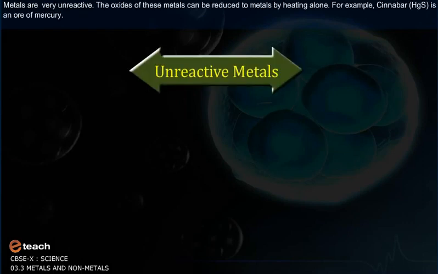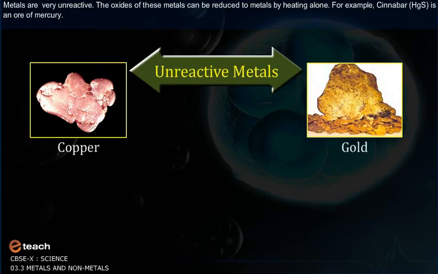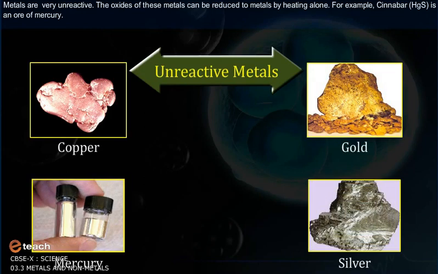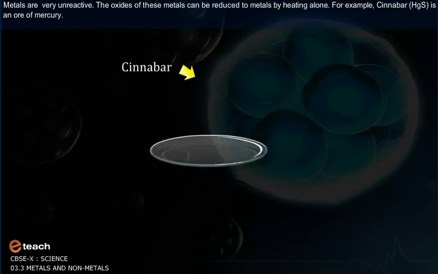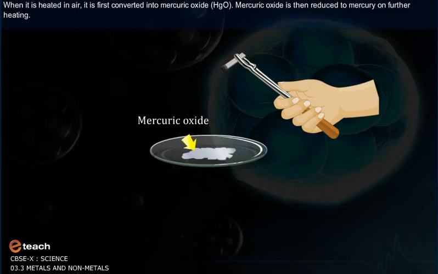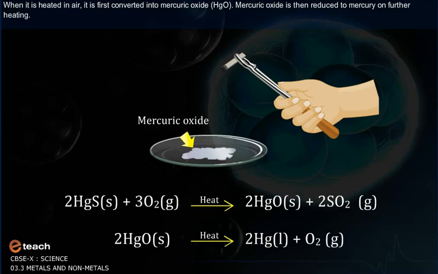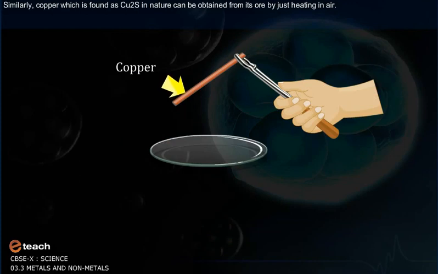Extracting metals of low reactivity. These metals are very unreactive. The oxides of these metals can be reduced to metals by heating alone. For example, cinnabar, HgS, is an ore of mercury. When it is heated in air, it is first converted into mercuric oxide, HgO. Mercuric oxide is then reduced to mercury on further heating. Similarly, copper, which is found as Cu2S in nature, can be obtained from its ore by just heating it in the air.